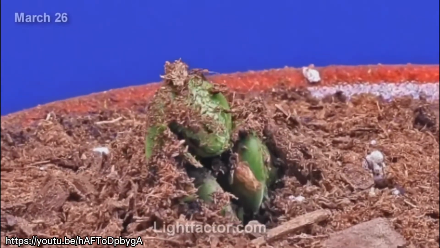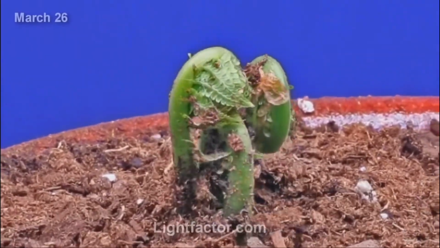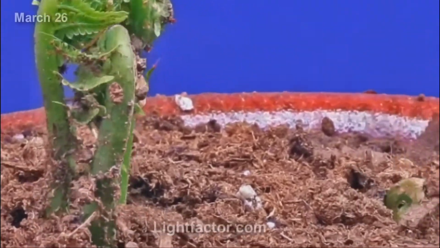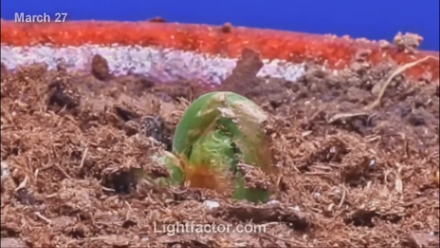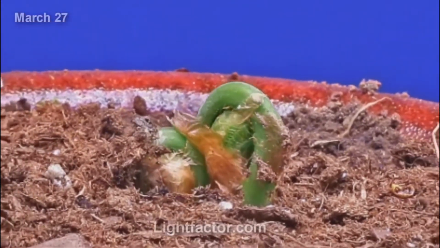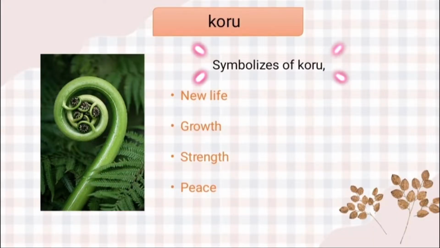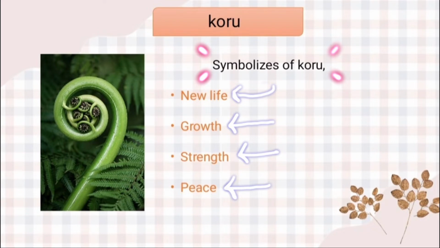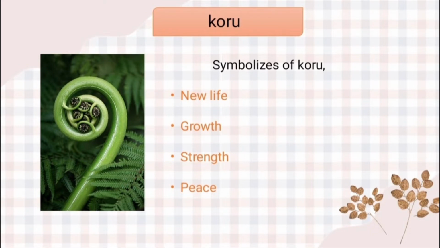Did you know, koru, from Maori words meaning loop, is a spiral shape based on the unfurling silver fern frond of the ponga plant. Koru symbolizes new life, growth, strength, and peace. It is an integral symbol in Maori art, carving, and tattoos.